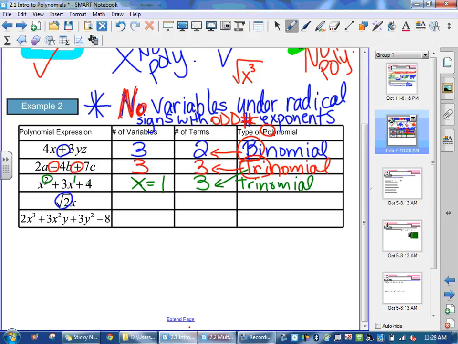How's the green? Can you see the green back there? Is the green okay? Yeah. All right. Let's go back to red. How many variables do I have in the next one? How many letters do you see? How many variables? 1. Good. How many number of terms do you see?